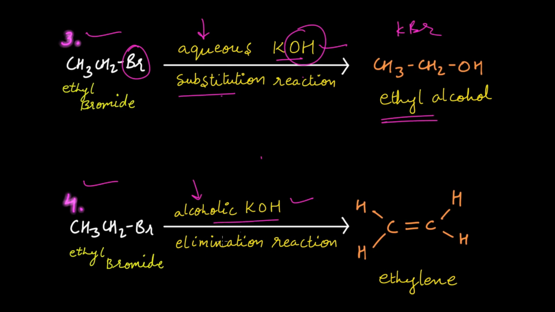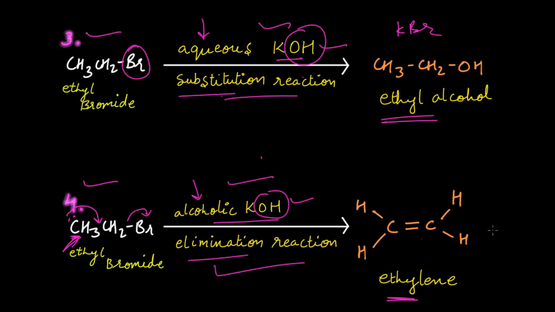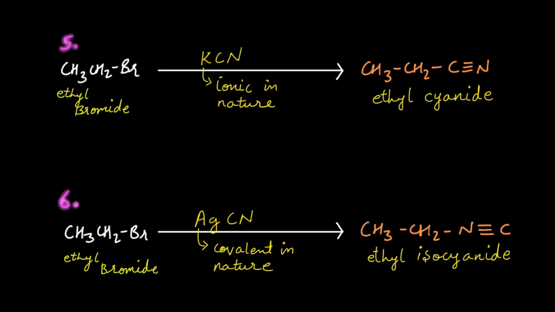But if alcoholic KOH is there, then elimination reaction will take place. This OH will attack this hydrogen and leave the lone pair on the hydrogen, and this lone pair will get transferred between the two carbon atoms, and bromine will act as leaving group, and you will get ethylene, right? So in the third reaction, that is when aqueous KOH is there, substitution reaction will take place. In case of alcoholic KOH, elimination reaction will take place. Remember that. Now let's move to the next.